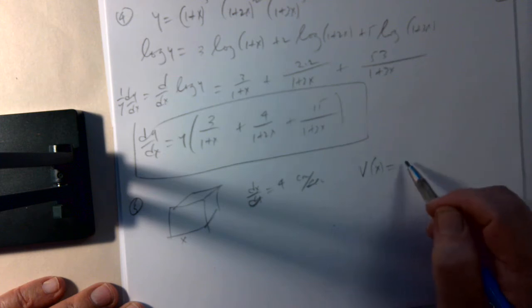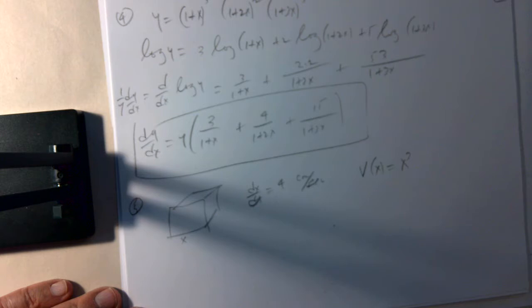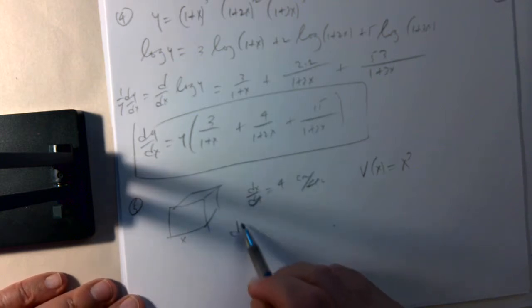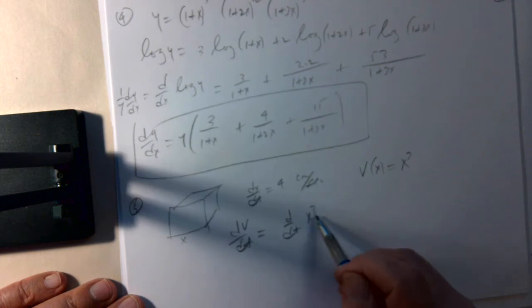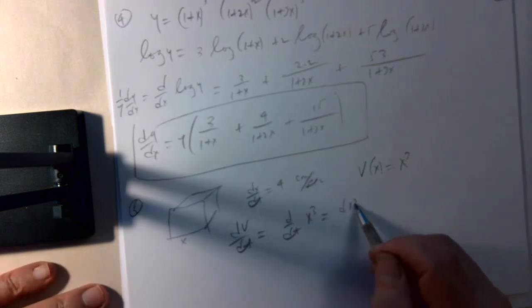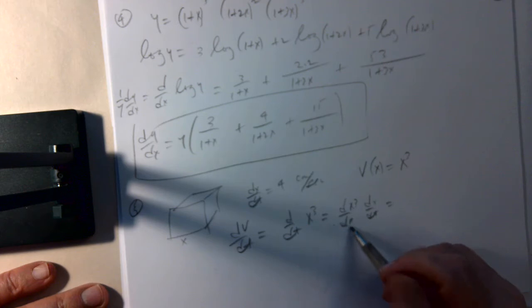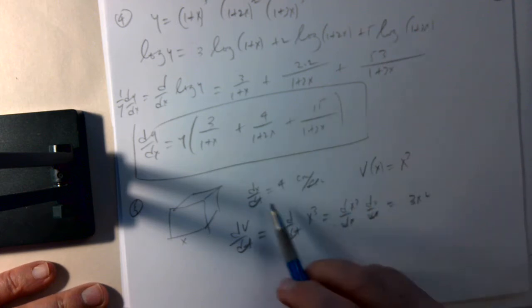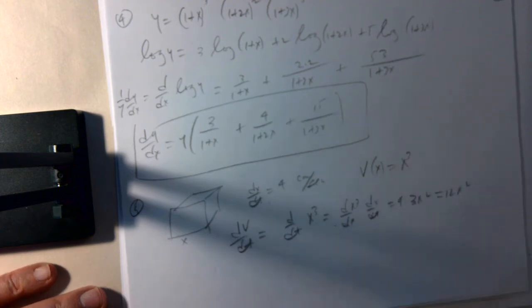What is the volume of a cube? Well, as a function of x, the volume is x cubed. Of course, the volume is a function of t because x is a function of t. So dV/dt is the derivative with respect to t of x cubed, which is the derivative of x cubed with respect to x times dx/dt. The derivative of x cubed is 3x squared, and we're told dx/dt is 4. So this is 12x squared. That's the rate of change of the volume.